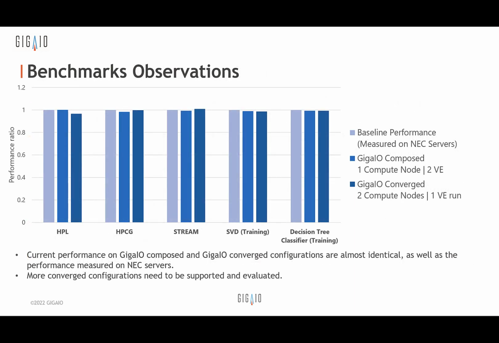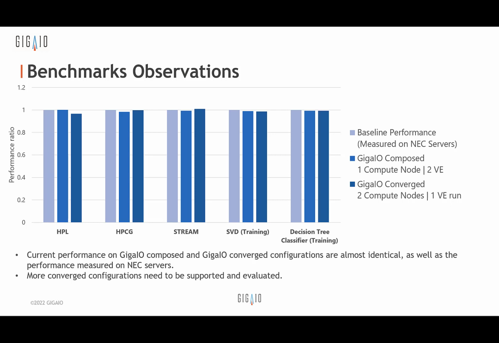So here's the performance output from all the testing that was done. Right inside here, you're going to see the far left, that's your converged test. That's the vector engines living inside of that server and then running directly. And then you're going to see the second one where everything is composed to a single node, and the third one is composed to two separate nodes with one vector engine in each. As you notice here, the converged versus composed are nearly identical.